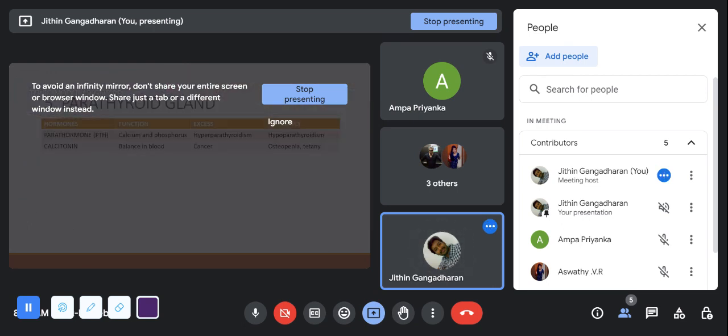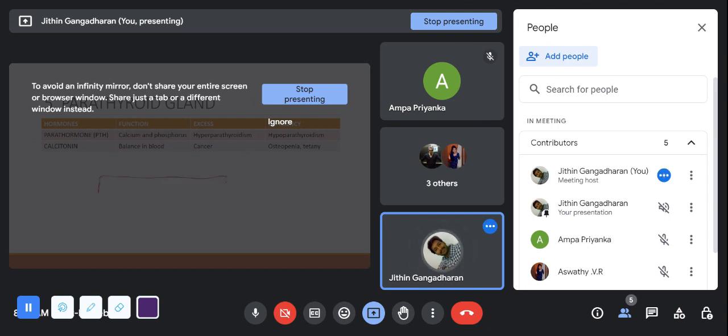Fine. Next, fifth one is the parathyroid gland. There are two hormones related to the parathyroid gland: parathormone as well as calcitonin. See, parathormone as well as calcitonin both function on calcium. So what do parathormone and calcitonin do? The function of calcitonin.